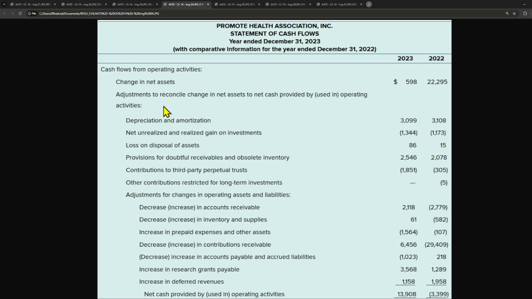But remember, even for-profits have the option of doing it in the direct or indirect manner. So this is obviously the indirect manner, the one that we study the most in for-profit accounting. But there are some organizations that could do it as a direct method.